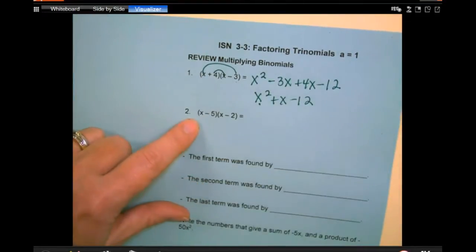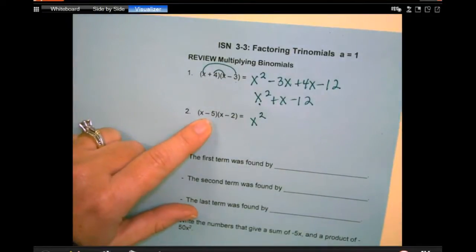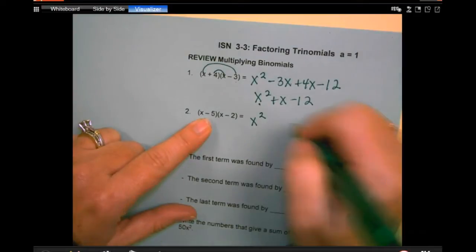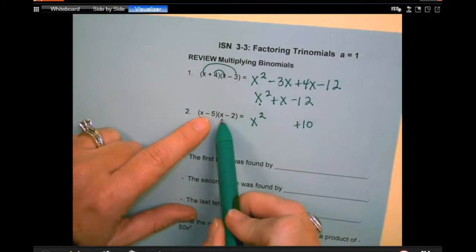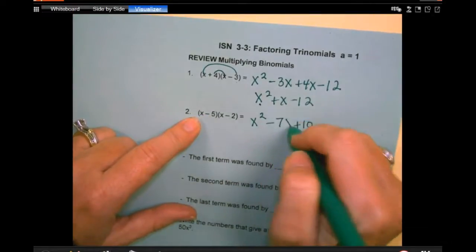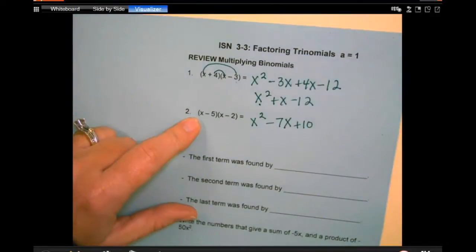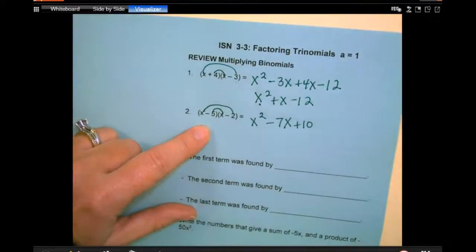So if I did that on the next one, the first times the first is going to give me x squared. The negative 5 times the negative 2 gives me positive 10, all the way at the end. And now I need the middle. So I have minus 5 minus 2, and that gives me negative 7x. So I take negative 5 times x and negative 2 times x.